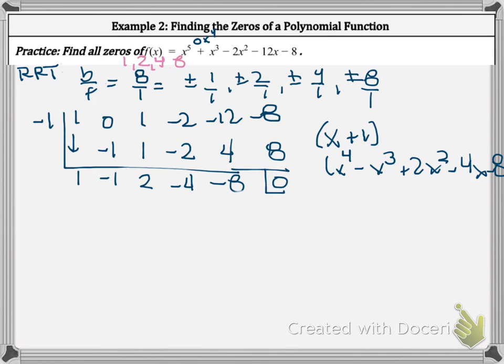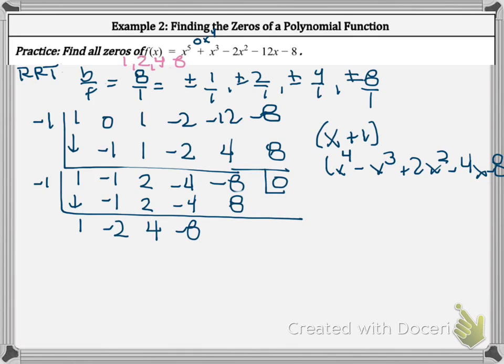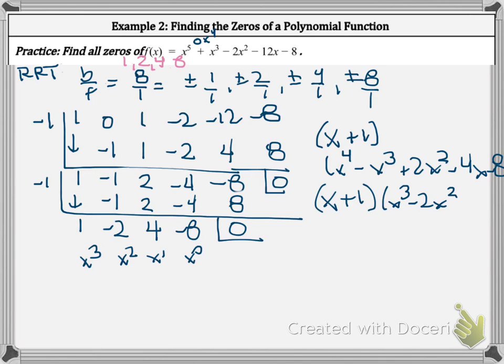Let's go ahead and try -1 again in this case. So this is 1, -1, and 1 is -1. This is -2, positive 2, 4, -4, -8, positive 8, and -8 plus 8 is 0. So then we have another solution at x plus 1. Now let's see if I can factor this one. So this is x cubed minus 2x squared plus 4x minus 8.